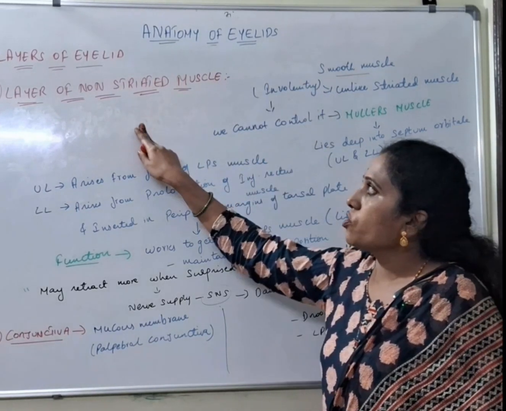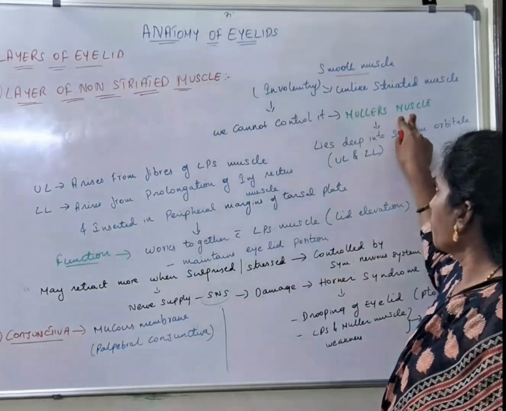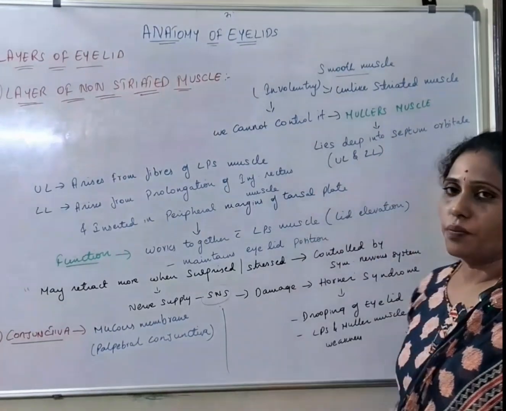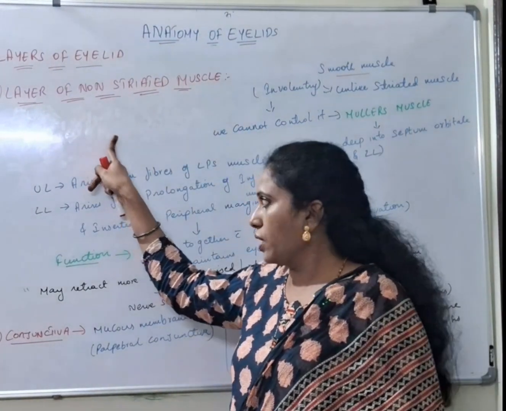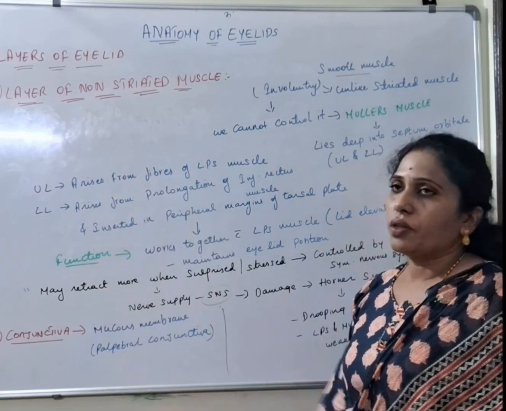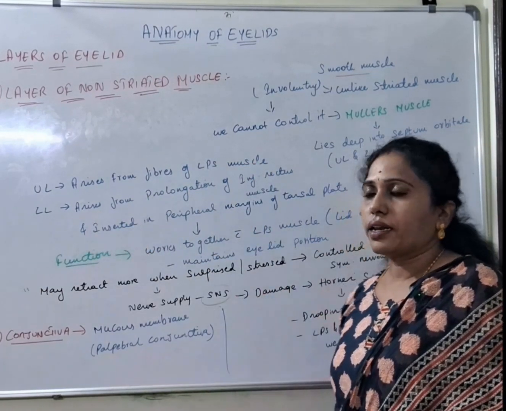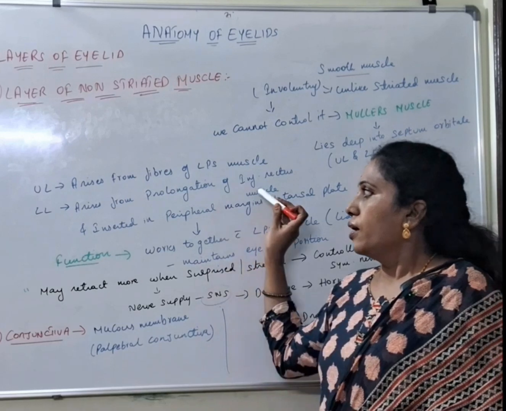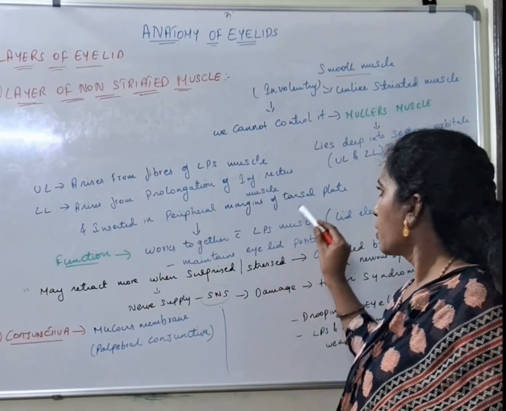And the muscle which is present in the sixth layer, the layer of non-striated muscle, we call the Mueller's muscle, which lies deep to the septum orbitale. Where did you read about the septum orbitale? It is present in the fifth layer. So in the upper eyelid, it arises from the fibers of the levator palpebrae muscle, and in the lower eyelid it arises from the prolongation of the inferior rectus muscle, and it gets inserted into the peripheral margins of the tarsal plate.